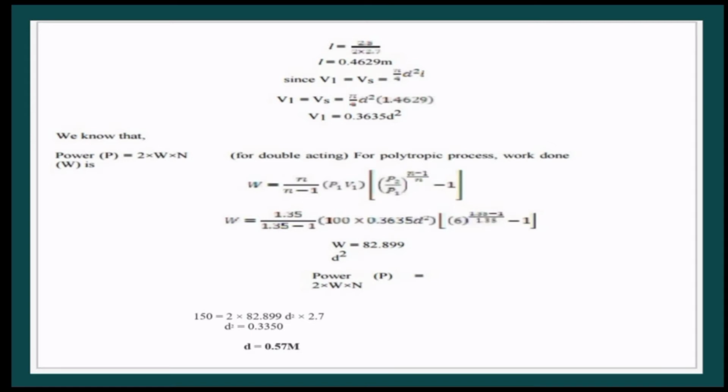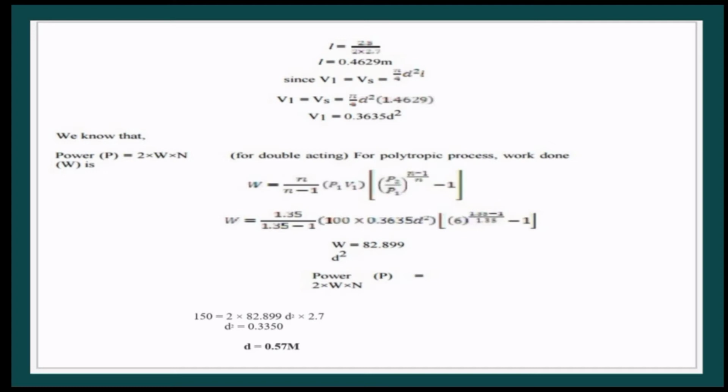0.4629 meter. Since V1 is equal to Vs is equal to π over 4 D squared times L, then substitute V1 is equal to Vs is equal to π over 4 D squared times 0.4629. V1 is equal to 0.3635 D squared. We know that the power is equal to 2 times W times N for double acting, for polytropic process work done.